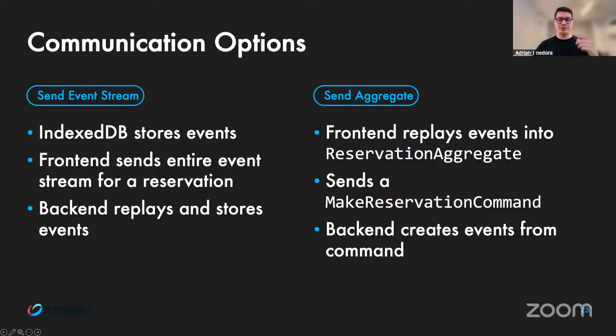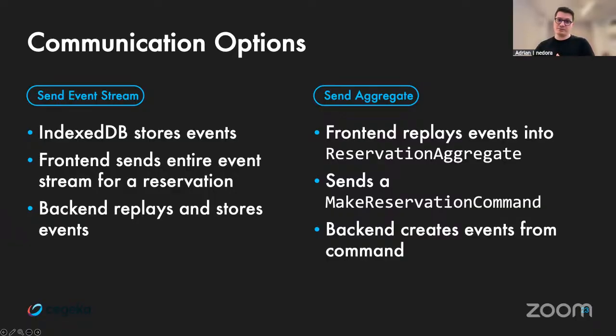Then the backend replaces the event stream and stores the events in its own event store. You can think of this as sending the full movie of what happened on the client. The backend gets a full context and can validate each event in sequence. This provides a very strong end-to-end auditability, and the backend sees the entire interaction history, which is valuable in domains like fraud detection or complex workflows, where the path matters as much as the outcome.